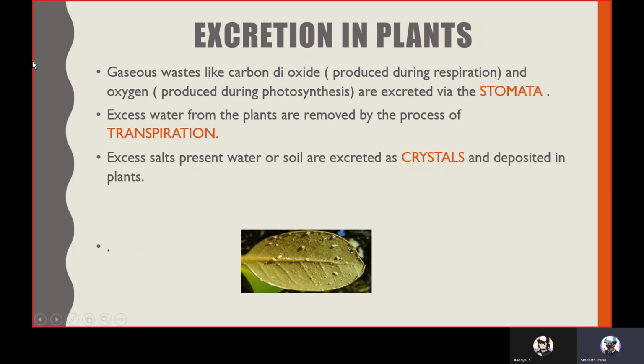Excretion in plants. Gaseous wastes like carbon dioxide, CO2, produced during respiration and oxygen, O2, produced during photosynthesis are excreted via the stomata. Excess water from the plants is removed by the process of transpiration. Excess salts present in water or soil are excreted as crystals and deposited in plants.